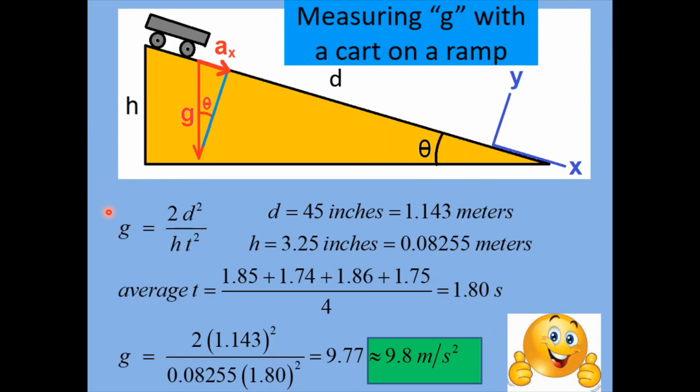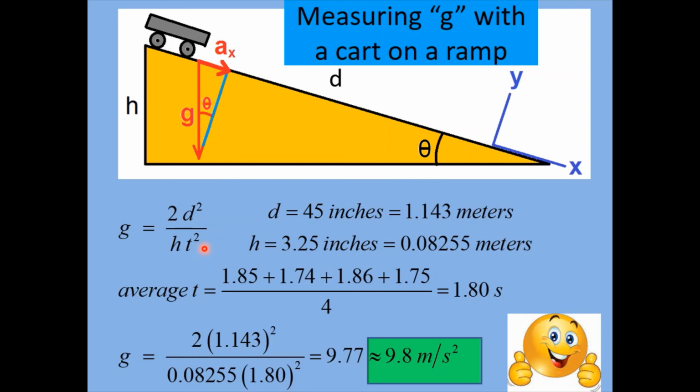So we saw in the demonstration that the distance of the ramp, the board that the little car drove down, was 45 inches. And I converted that to meters. That turns out to be 1.143 meters. And furthermore, the height of the ramp where the car started was 3¼ inches, which is 0.08255 meters. So these are the values for d and h that we're going to plug in here. The other thing, of course, is the time.